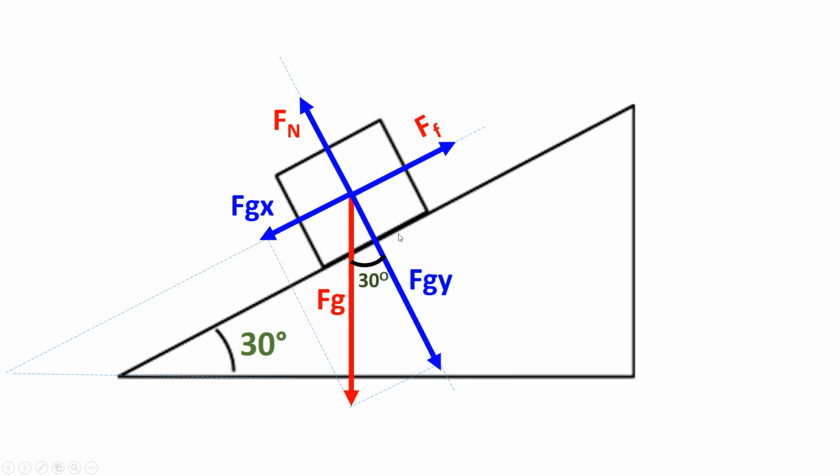To find the components, we are going to temporarily move the FGX to the bottom of this right triangle. Since FGX is opposite the 30 degrees, we are using sine. And FGY is adjacent to 30 degrees, so we are using cosine.